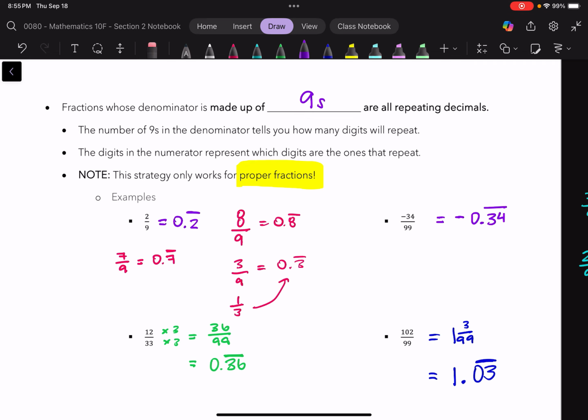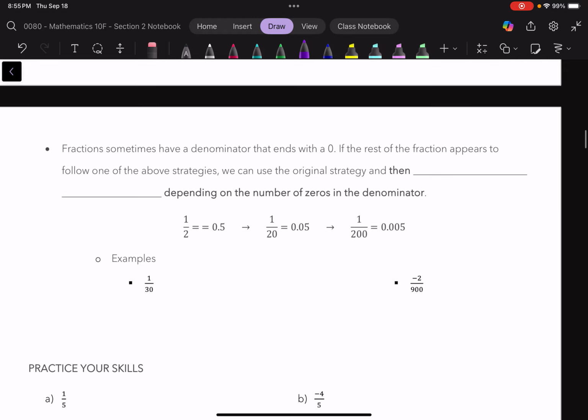Now, the last strategy that we're talking about is going to be when I have a denominator that ends in a 0. Now, this does have some overlap with some of our other options, right? Because our second strategy was about having powers of 10 in the denominator. And you might be like, Ms. T, all of those powers of 10 denominators end in a 0. Why is this any different? But if I have a denominator that ends in zeros that isn't a power of 10, there might be another way to convert. And I want to talk about that strategy.